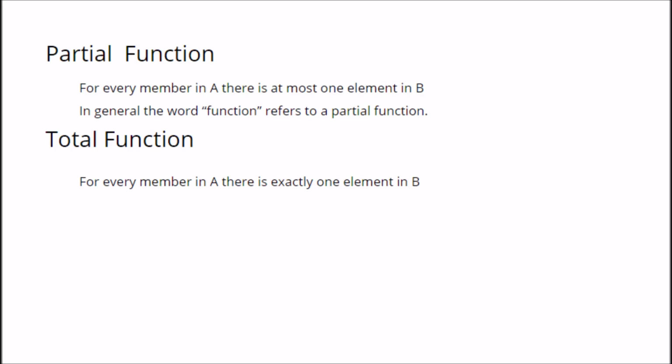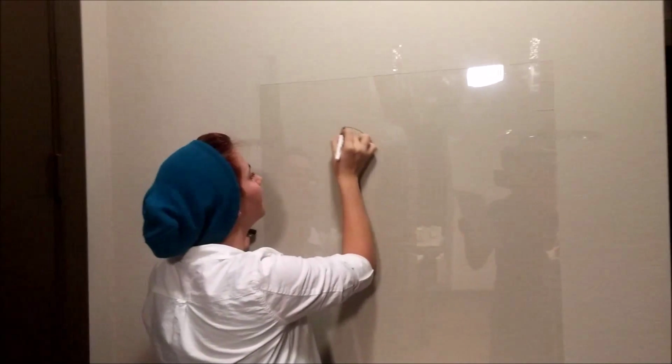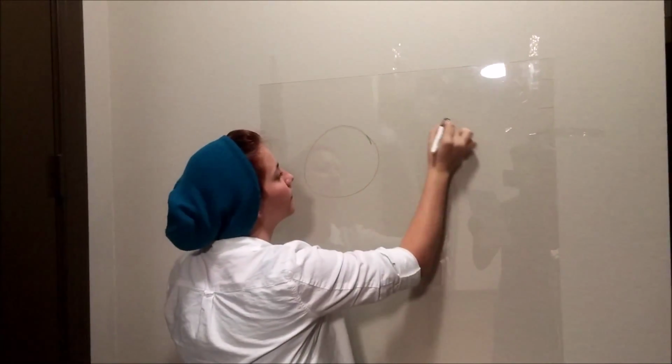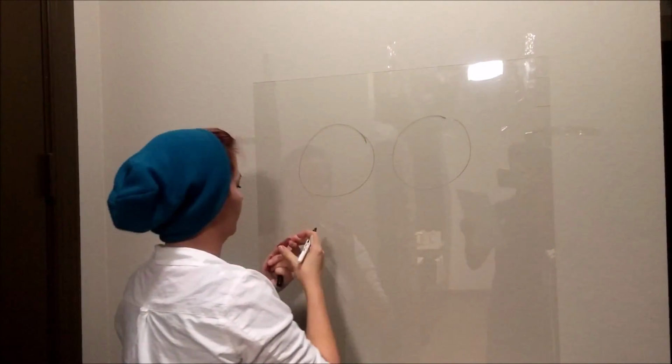A total function works in every member in A, there's exactly one element in B. They're very similar, so the main thing is for each element that they have, there's another element. One-to-one correspondences work in the same way. They're also known as bijections.